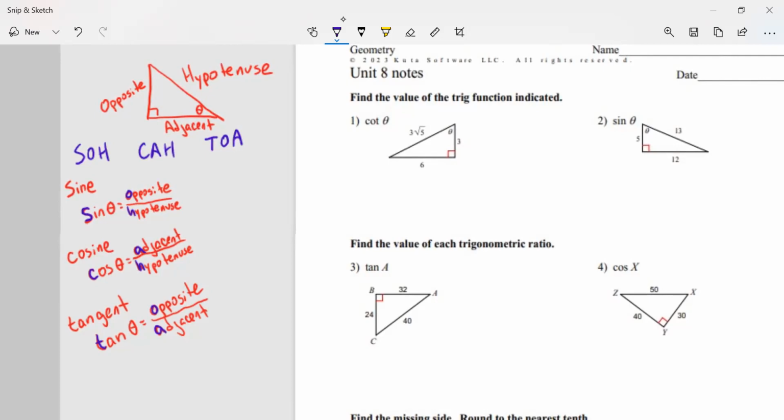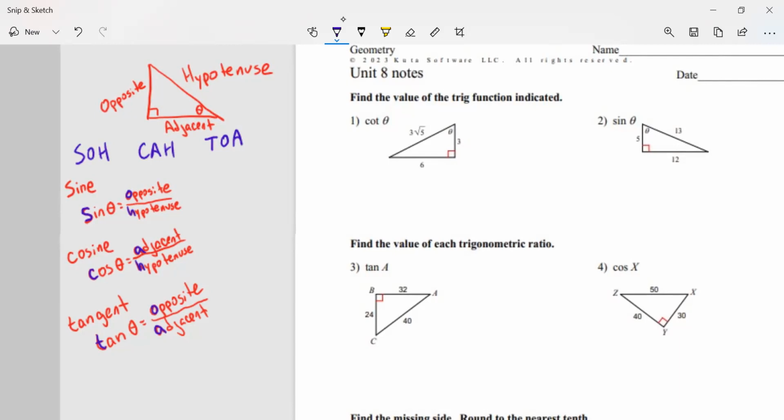What SOH CAH TOA stands for is sine is opposite over hypotenuse. Do you notice the letters I highlighted? Remember I said I was going to highlight the first letter of each word. Notice how I highlighted the S, then the O, and then the H. Sine is opposite over hypotenuse.